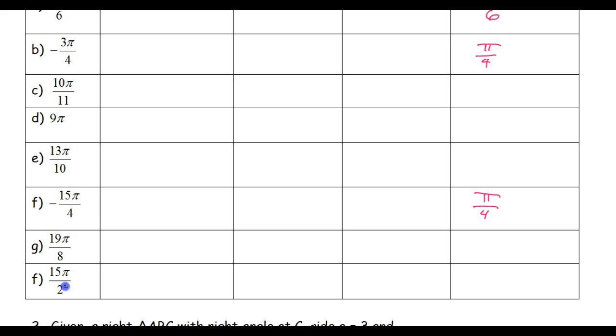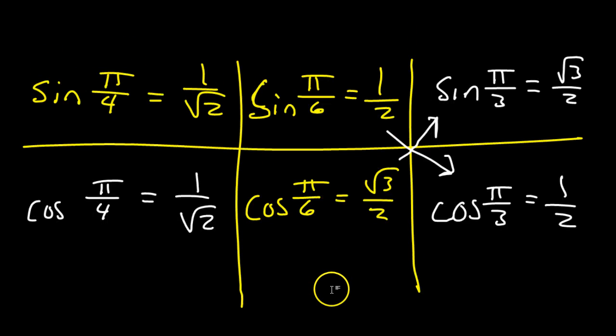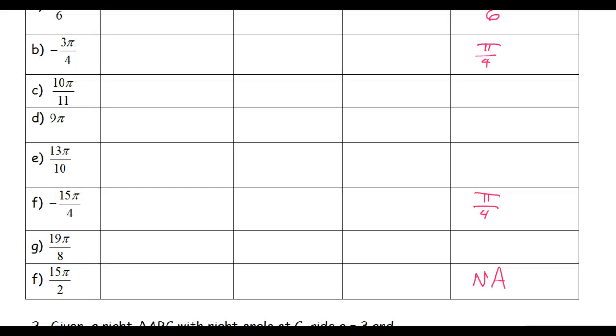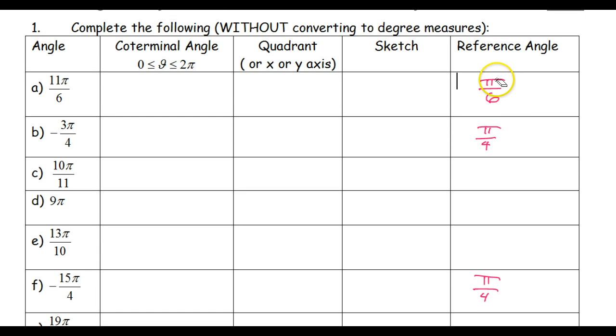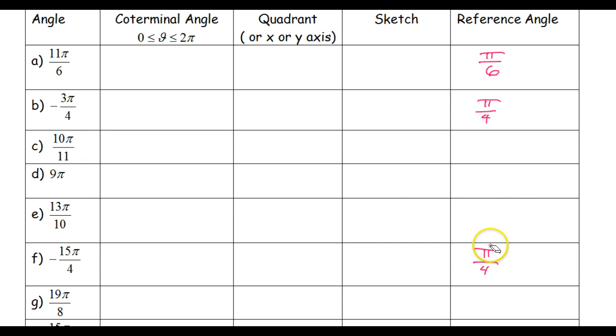Okay, and pi over 2. Well, you know what? Pi over 2 doesn't have a reference angle. Not applicable. And I'll mention that again in a second. So you know what I shouldn't have said. Pi over 2 is a special angle, but pi over 2 doesn't have a reference angle. And we'll talk about that when we get there. So I just wanted to knock that out. If you see pi over 6 or pi over 4 or pi over 3, then you'll do the reference angle this way.